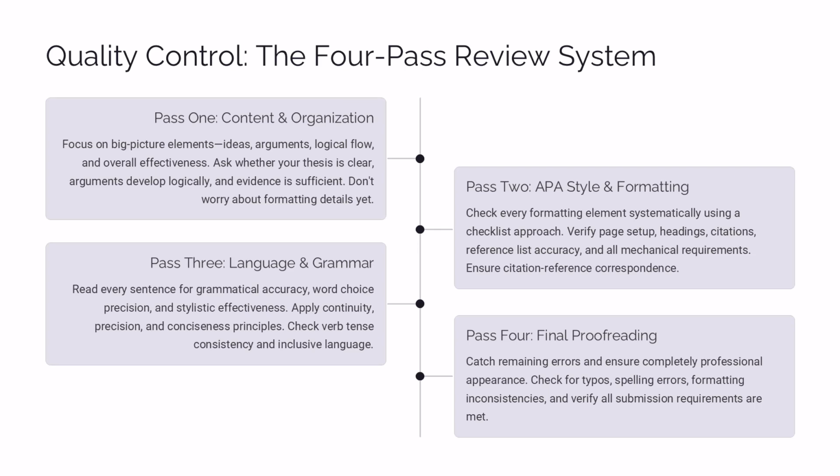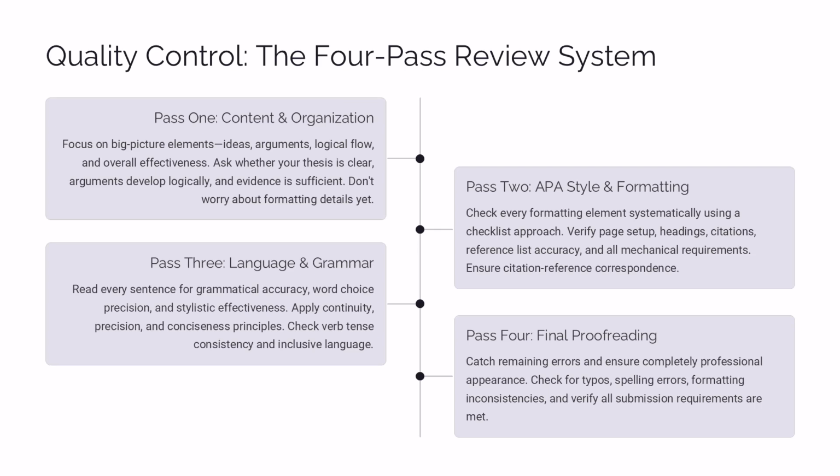Pass 3 focuses on language, grammar, and sentence level clarity. During this pass, read every sentence carefully for grammatical accuracy, word choice precision, and stylistic effectiveness. Apply the 3 pillars of academic writing: continuity, precision, and conciseness that we covered in Lecture 4. Check verb tense consistency according to the guidelines from Lecture 5.